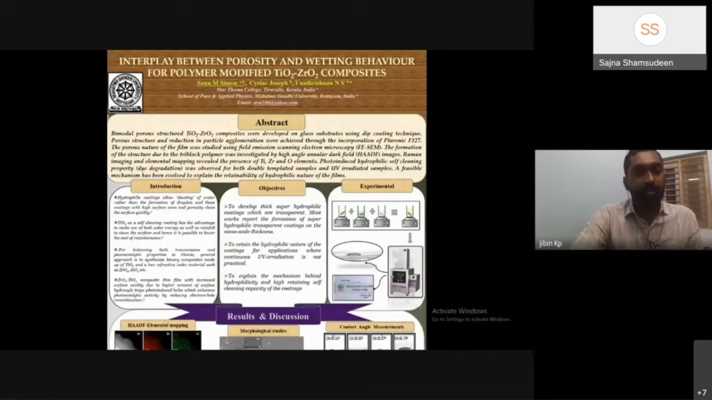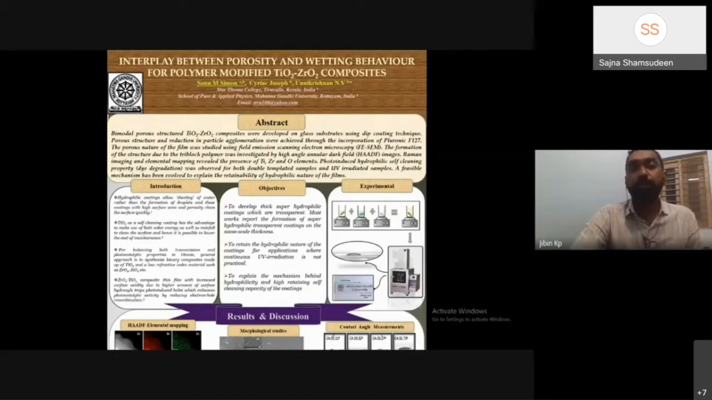Our aim is to develop thick superhydrophilic coatings which are very transparent, and we are also trying to prepare the films on the micrometer scale. And we are using here the technique sol-gel assisted dip coating method for the preparation of these films. Here we have prepared two films.